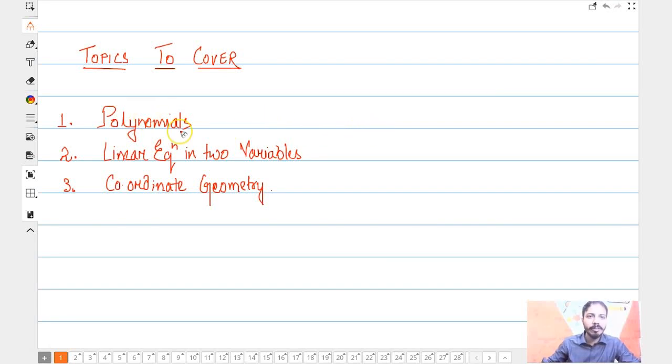Guys, the topic that we are going to cover in this particular session is basically polynomials, then linear equation in two variables, and coordinate geometry. And also if we go inside these topics, what I'm going to cover is factorization, and mainly linear equation in two variables.